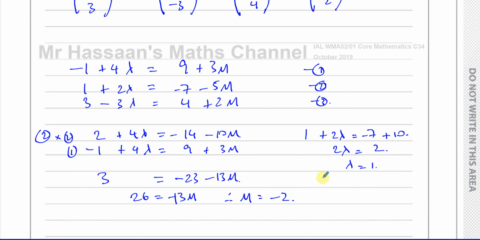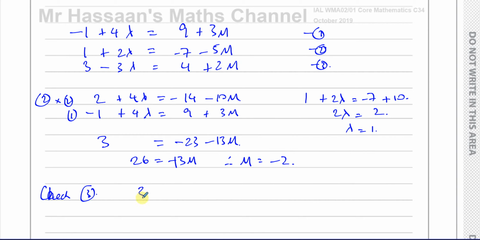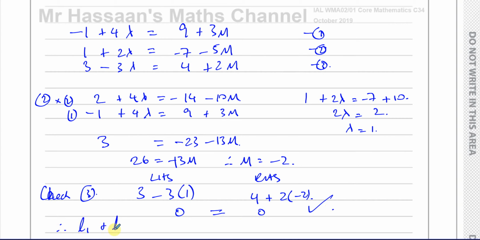So we've got to check with equation 3. Check in 3. Okay. So we have 3 minus 3 times 1 on the left-hand side, and on the right-hand side, we have 4 plus 2 times -2. Now this gives us 3 minus 3, which is 0. This gives us 4 minus 4, which is also 0. They're equal. That checks. So therefore, line 1 and line 2 do intersect, when lambda equals 1 and when mu equals -2. Okay, so we proved that they intersect.